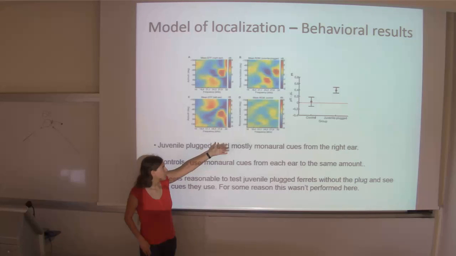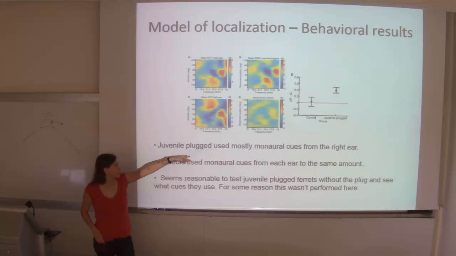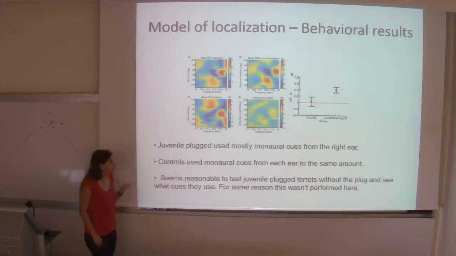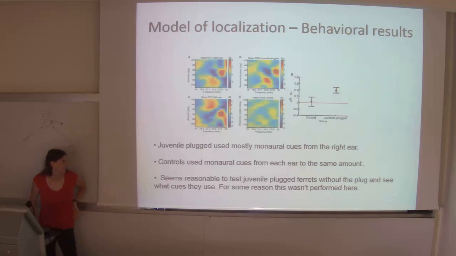And you can see that control used the right ear and the left ear pretty much for the same amount. There is no difference between them. While the plug group used the right ear a lot more, which is pretty trivial since they were wearing the plug, so they had only the right ear to account for.